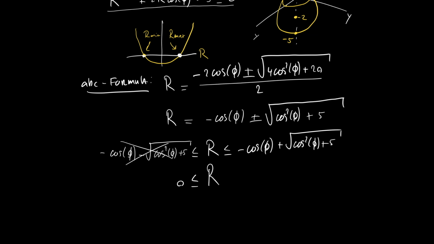And the upper bound here, well, you can take a quick look. That is that this square root is of course greater than the square root of cosine squared. So this entire square root is greater than cosine of phi. And so that will be positive.